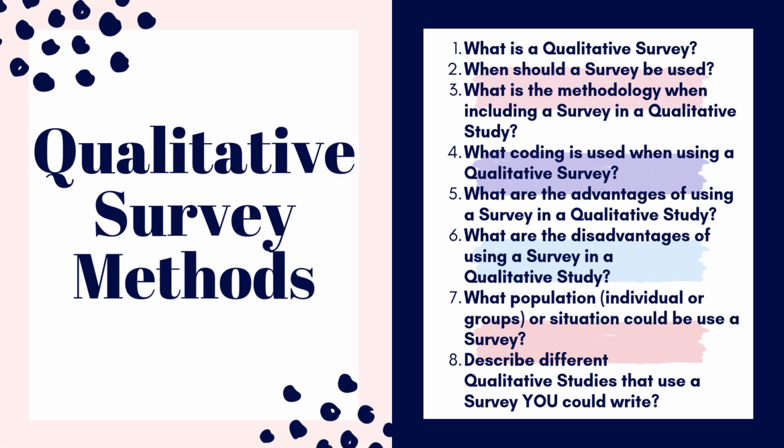Step three would be to select those participants. Who you ask matters as much as what you ask. Instead of randomly sampling, in a qualitative survey you often use purposive sampling, which is selecting participants based on specific criteria. So maybe teachers who have attended professional development workshops. This would be an example for what my research is looking to do.